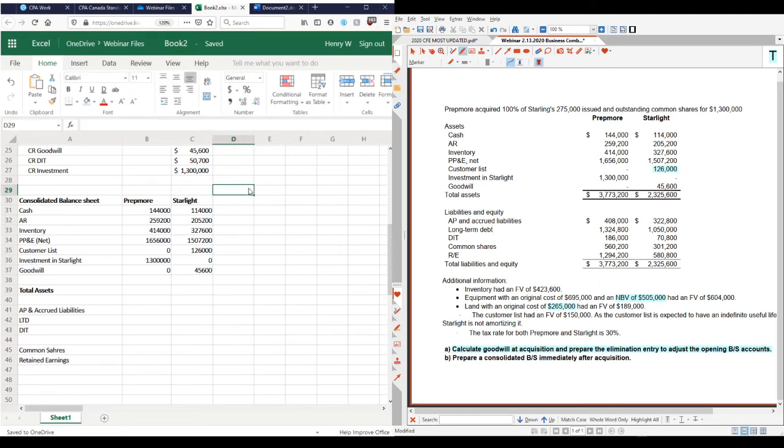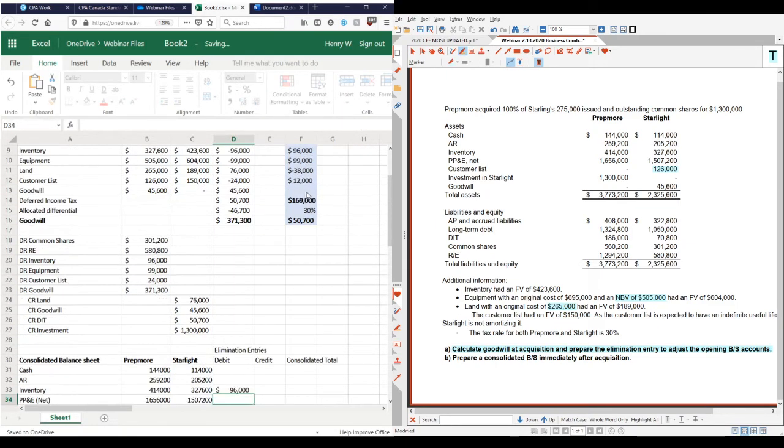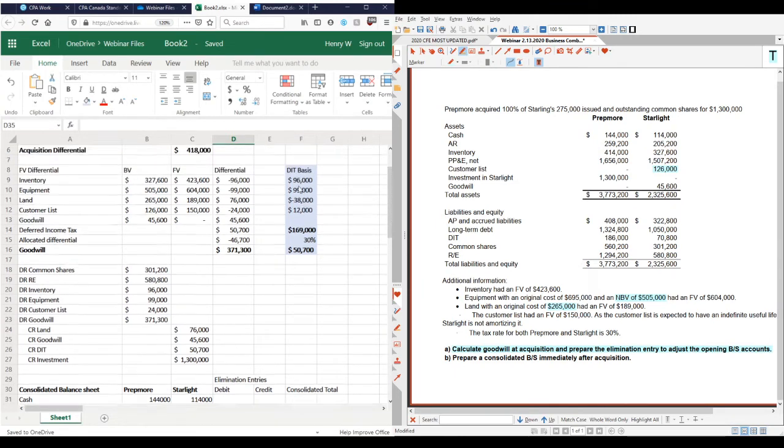Okay, so this is the part where people will get a little bit confused. So I'm going to put this part here: elimination entries, debit, credit, consolidated total. Okay, so inventory had 96. This is 99. Customer list is 24.